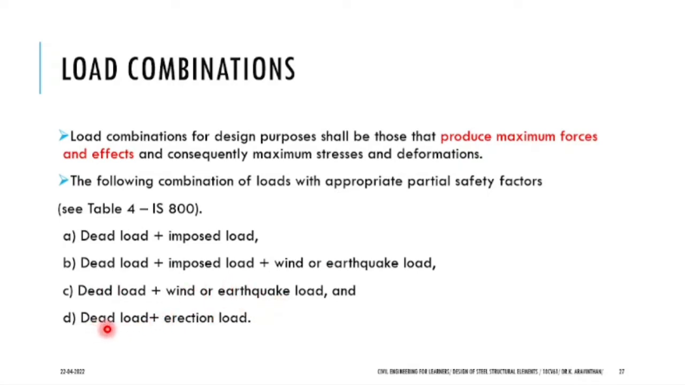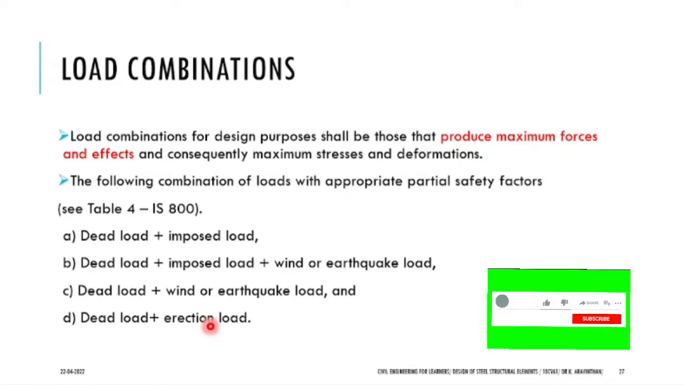And finally, dead load and erection load. Erection load is when you are constructing your structure, you will have certain equipment. It might be cranes. You will be taking all the members and erecting. You have to take the erection load. Why? Because since this is a steel structure, erection loads will be there. In prefabricated structures, erection load will be there. But if you are making cast in situ concrete, there will be no erection load, or it will not be higher.